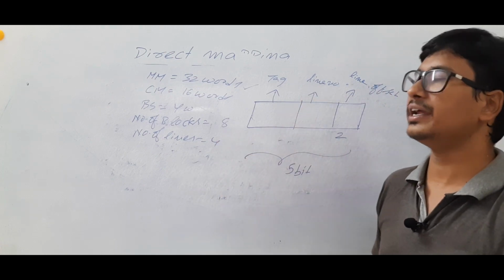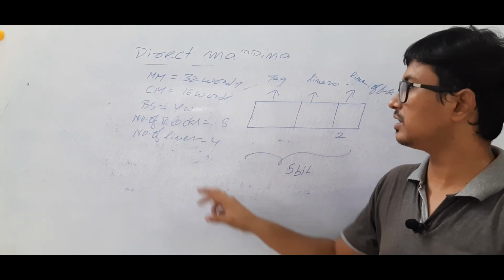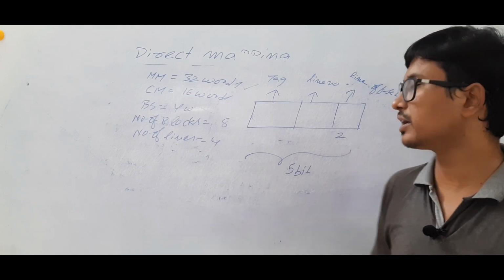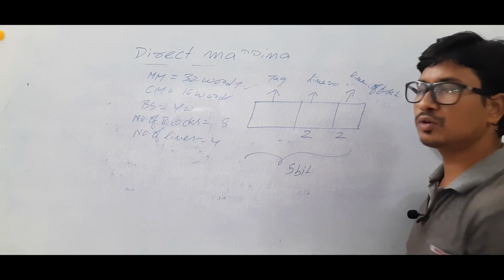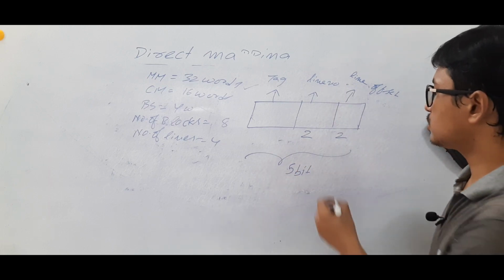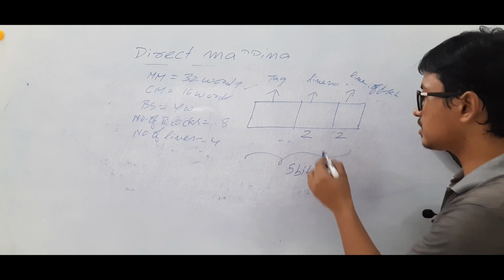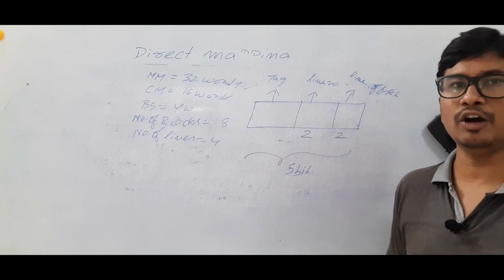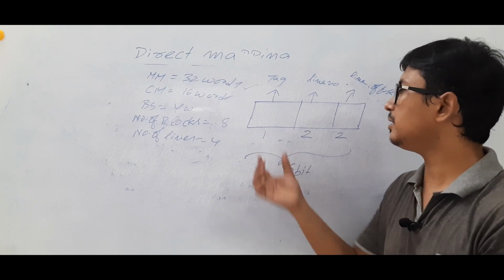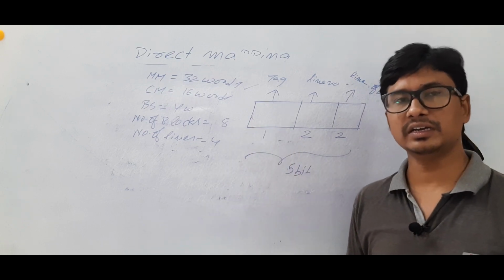Now what is the line number? How many lines are there in the cache memory? 4 lines are there. So 4 lines can be recognized using 2 bits. So 2 bits are allocated for the line number for this example. So totally out of 5 bits, 4 bits are allocated for the line offset and line number. 1 bit is allocated for the tag, the remaining bits will be allocated for the tag.